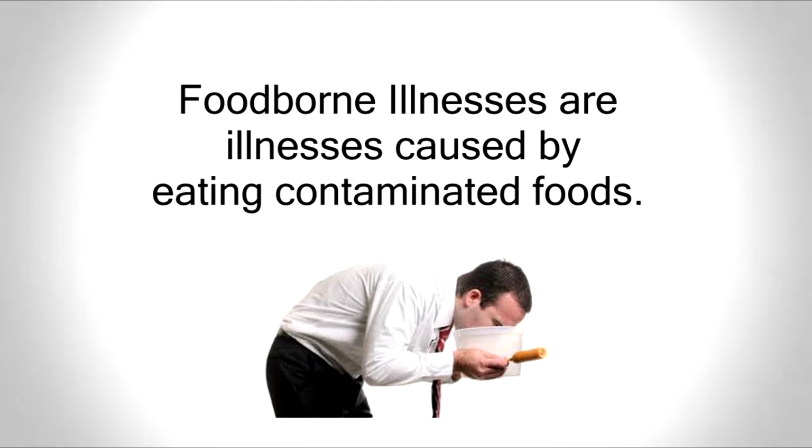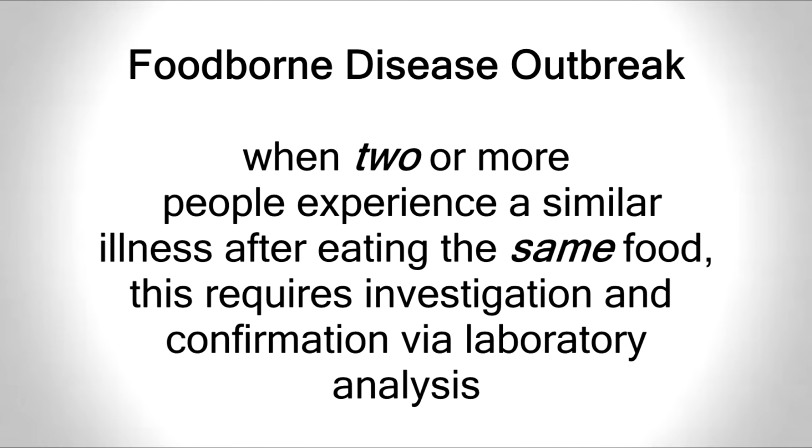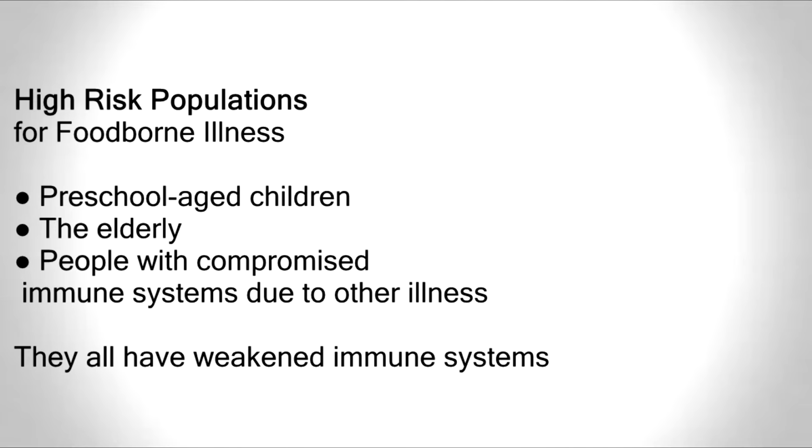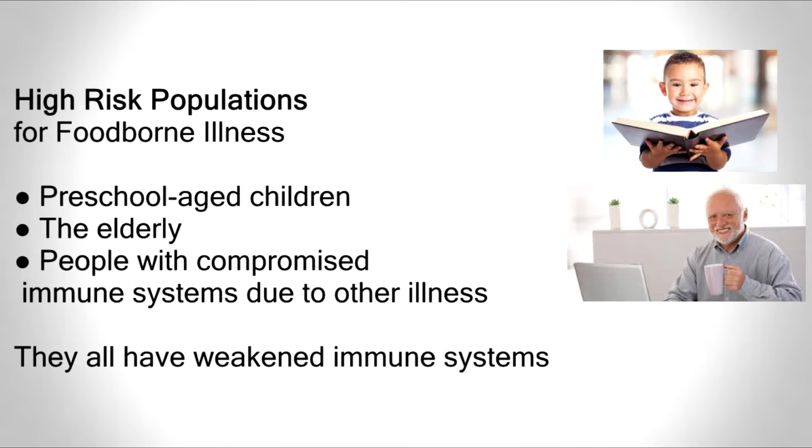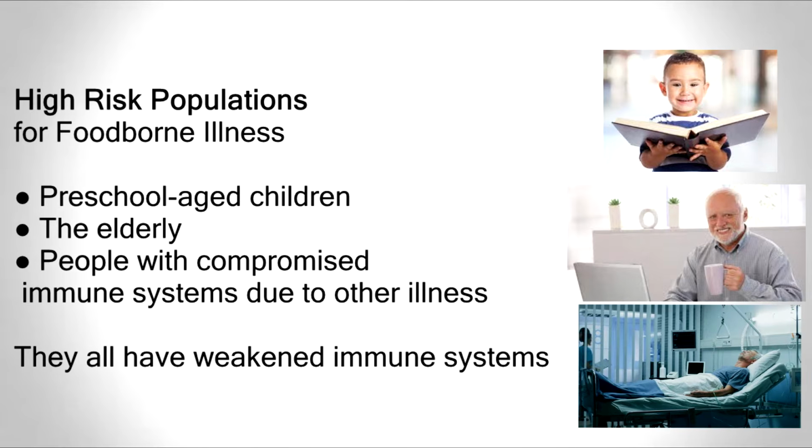Foodborne illnesses are illnesses caused by eating contaminated foods. An outbreak occurs when two or more people experience a similar illness after eating the same food. They require investigation and laboratory analysis. There are three high-risk populations. These are preschool-aged children, the elderly, and people with compromised immune systems due to other illness.